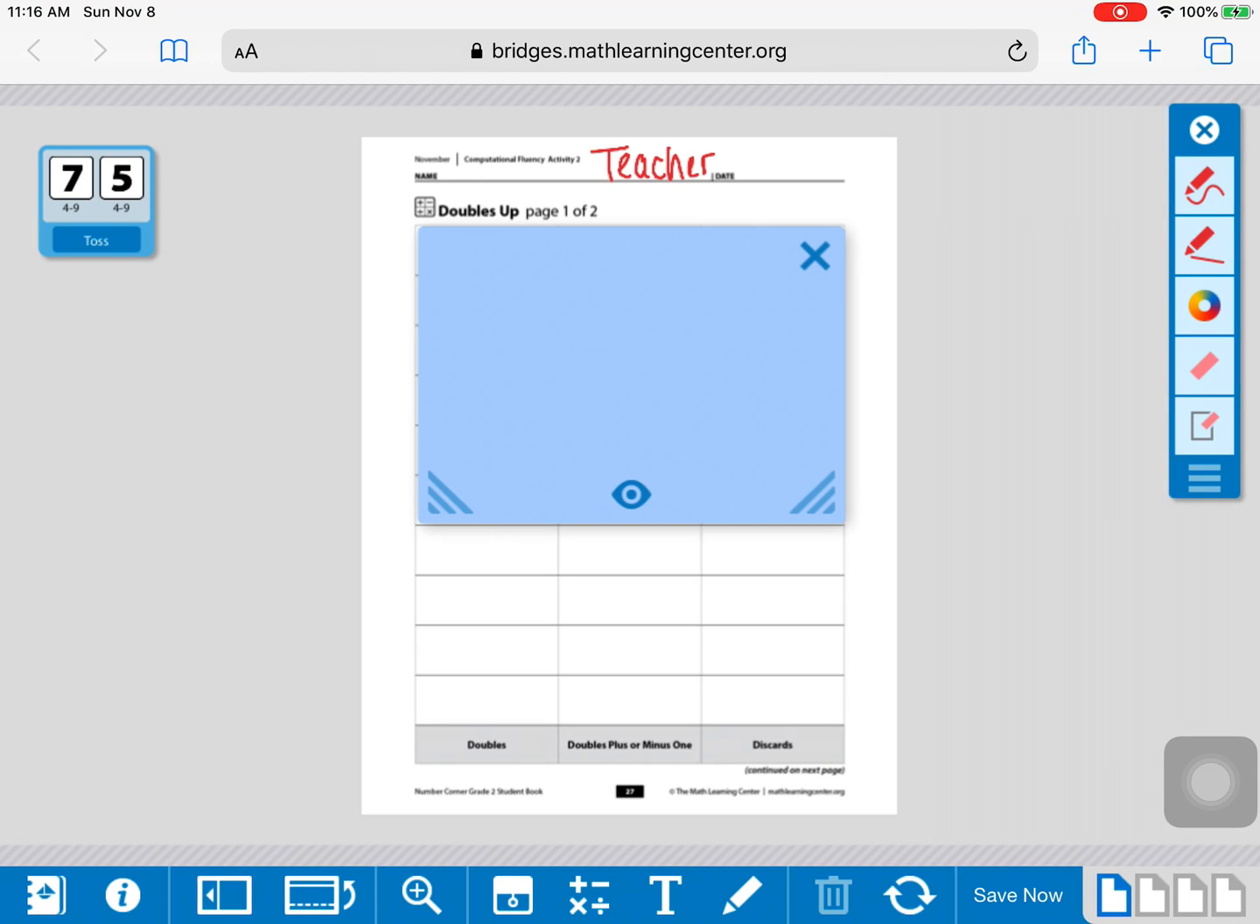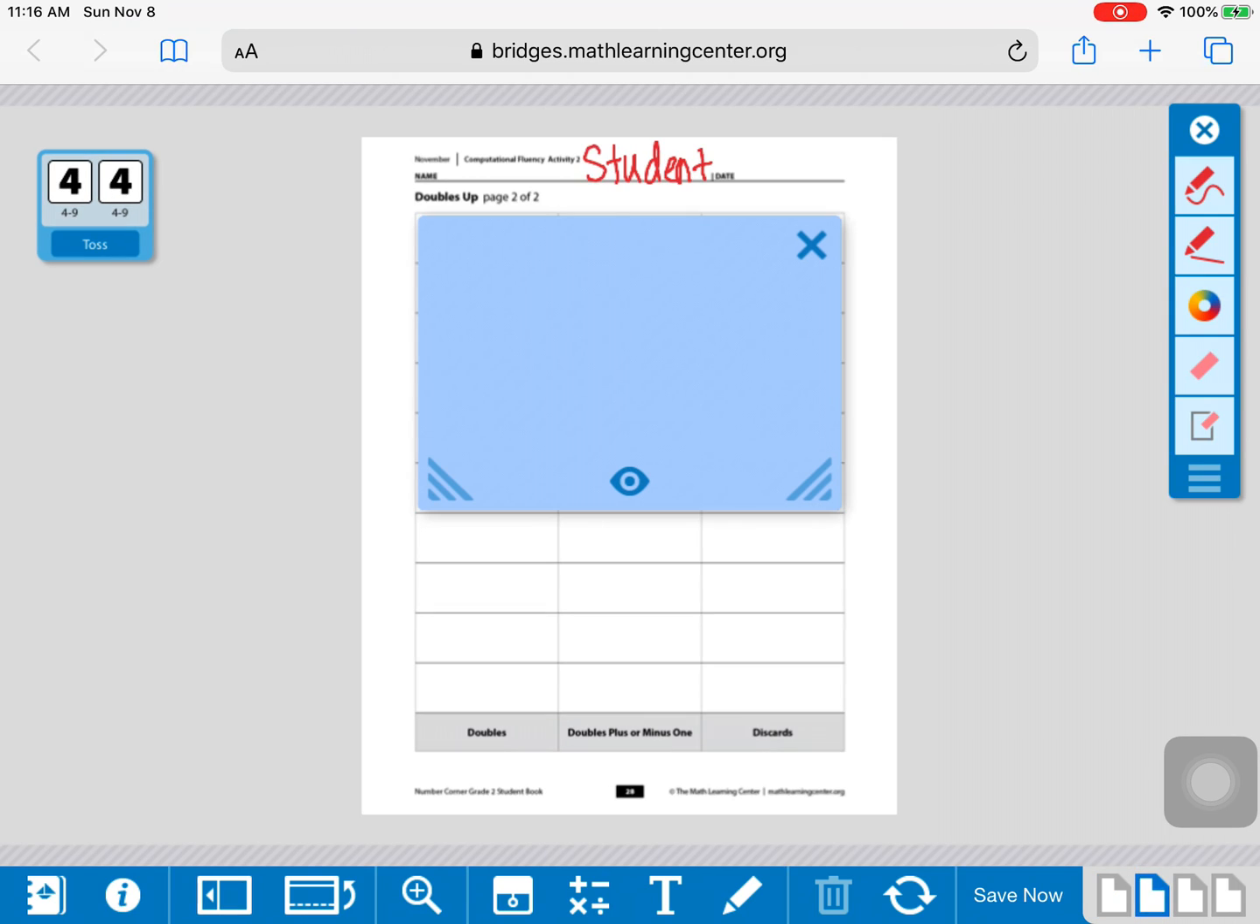All right, so I'm going to go ahead and toss first. It looks like I got a 7 and a 5. So I have to decide whether that's a doubles plus or minus 1, or neither. Now I know that 5 isn't 1 away from 7, and neither is 7 from 5, so that would be neither. So I would put my 7 plus 5 equals 12 in my discard pile. You do not have to write that on your sheet. But now it is your turn.